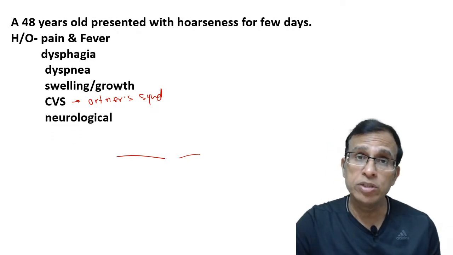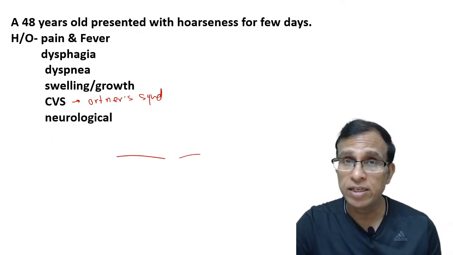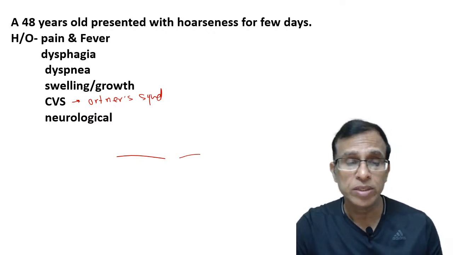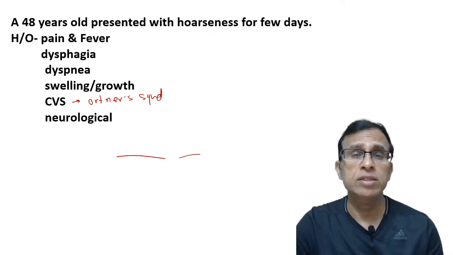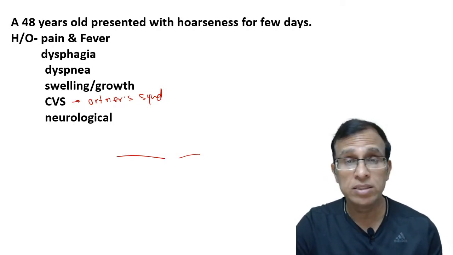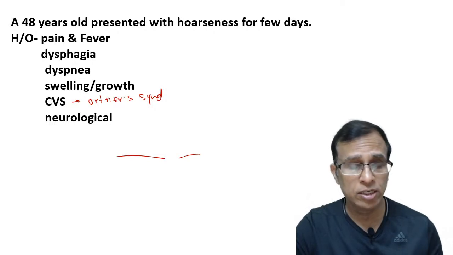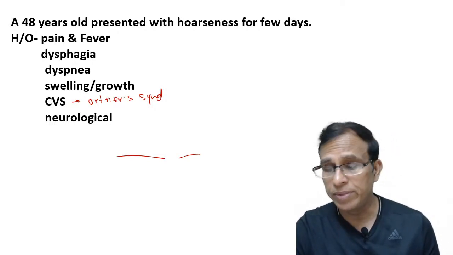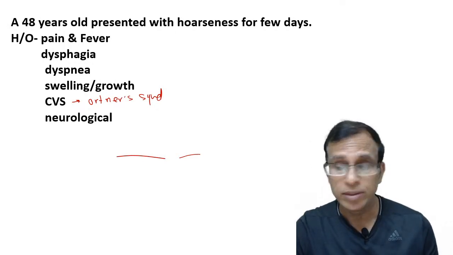Then neurological, because at the end of the day, the vagus nerve is supplying the larynx through the recurrent laryngeal nerve and the superior laryngeal nerve. So any neural disease, like multiple sclerosis, tends to involve a lot of cranial nerves, and the vagus and laryngeal nerve can also get involved, leading to vocal cord palsy. So neurological defect can be there, and you have to ask history about that.